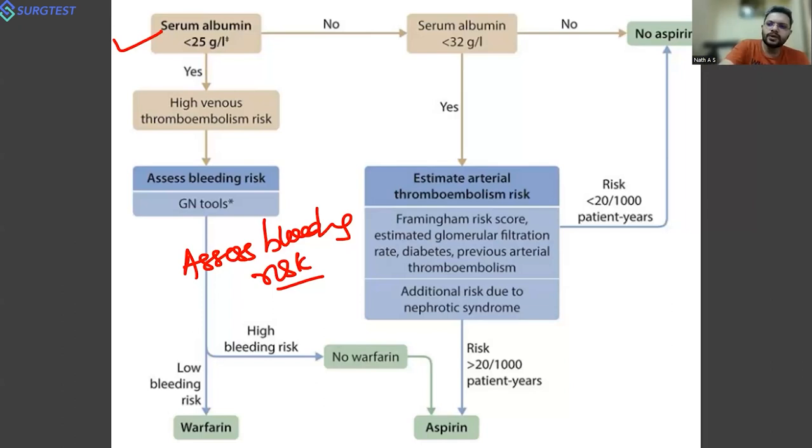Okay, but this part is not going to be tested for you in MCQs. It's this part: assessing bleeding risk. If low risk is there, go for warfarin. If high risk is there, then you probably prefer aspirin.